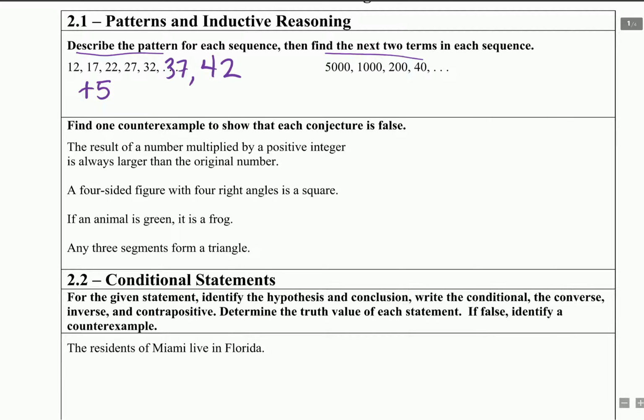Next one, we go from 5,000 to 1,000 to 200 to 40. We're getting smaller, so it's either subtraction or division. I'm going to go with dividing by 5. So if I divide 40 by 5, I get 8, and if I divide 8 by 5, I get 8/5, and I see no reason why we shouldn't just leave that as an improper fraction. There's no harm there. All right.